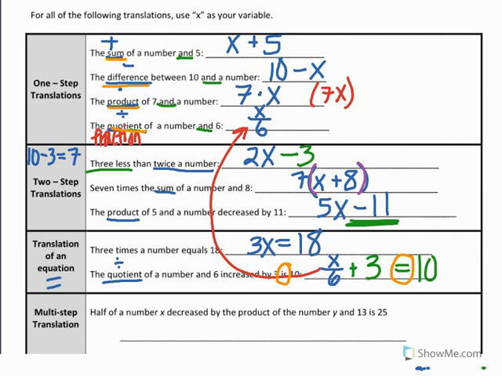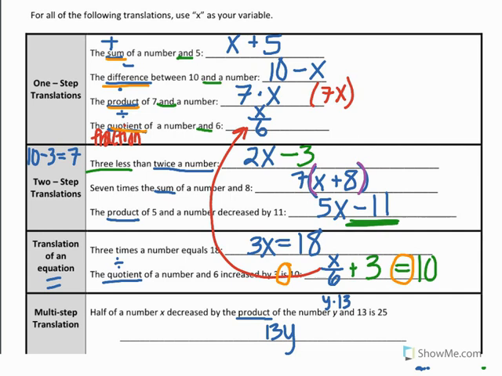Lastly, let's try this tricky multi-step translation. This one's got a lot of different pieces with it and 2 variables, so this one's going to take some time. We're going to be talking about half a number x decreased by the product of the number y and 13 is 25. Yikes. But if we go back, we see product is one of our key words. We're going to be talking about the product of a number y and 13. So y times 13. Well, normally we write that as 13y.